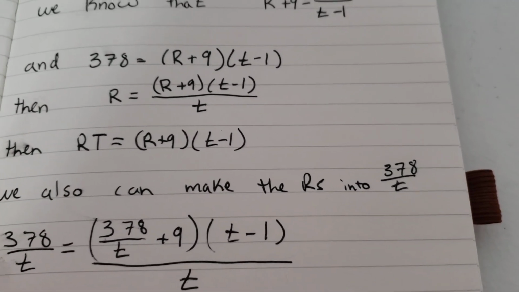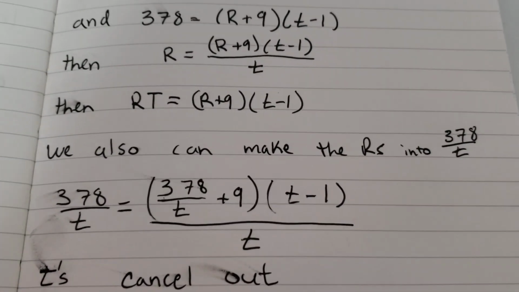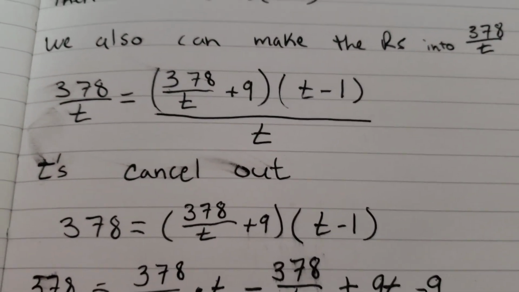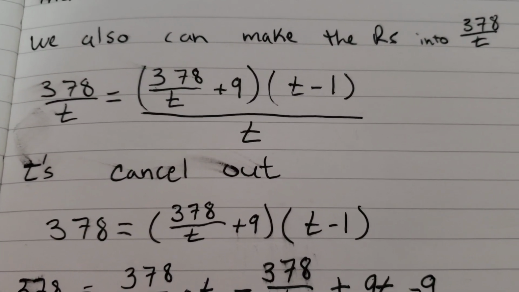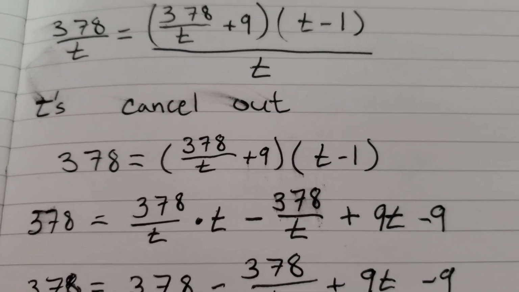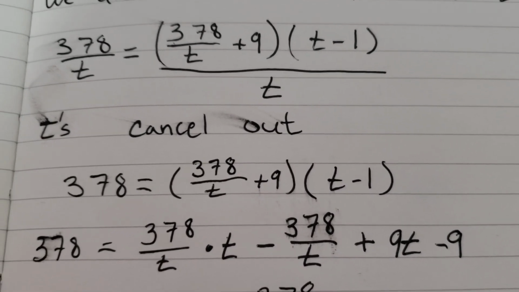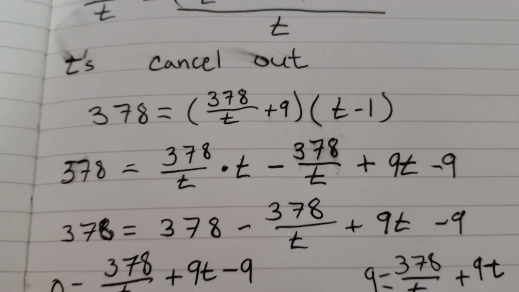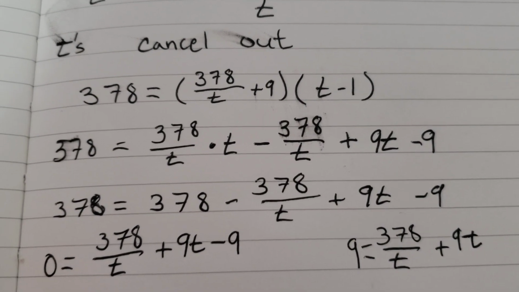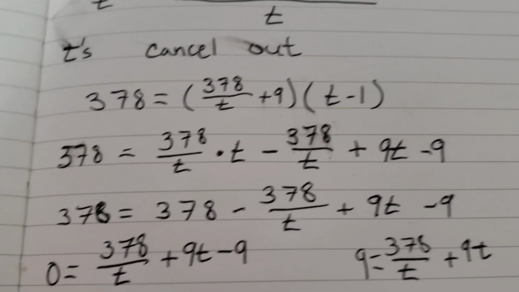So then we can also replace the r with 378 over time, which gives you this disgusting looking thing. The t's cancel out, so 378 equals 378 over t plus 9 quantity times the quantity t minus 1. And then we do some simplification. Here I just cross-multiplied out the terms, like FOIL and stuff. And then I subtracted 378 from both sides to make it 0 equals 378 over t plus 9t minus 9.